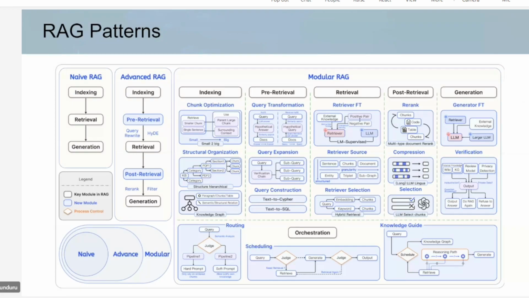So these are the different RAG patterns at a high level. Naive RAG is the basic flow. Indexing will be done.